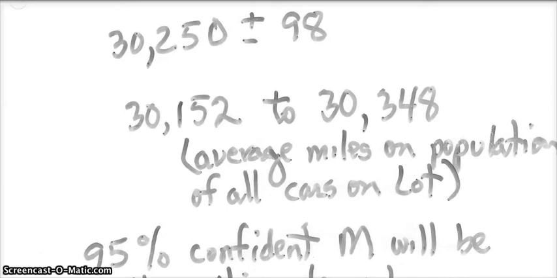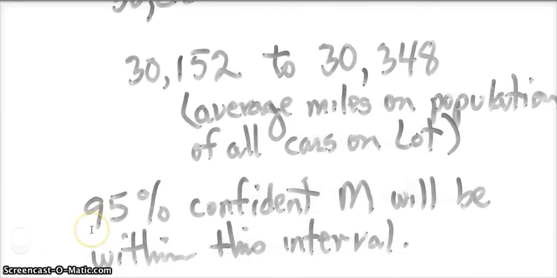We are 95% confident when we do this process that the mean will be within this interval. That also means that 5% of the time we are going to have sampling error and we will be outside of our confidence interval. But 95% of the time is a pretty good batting average.